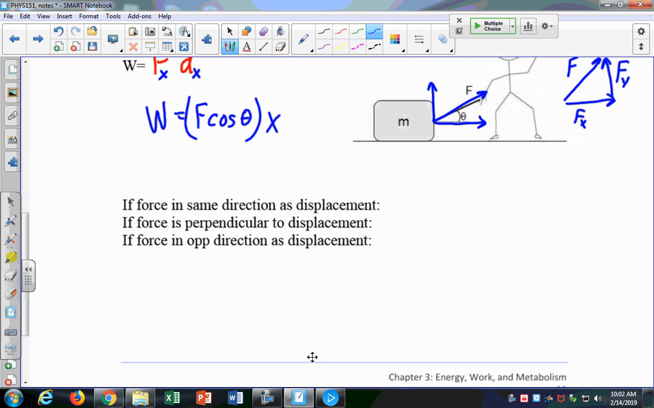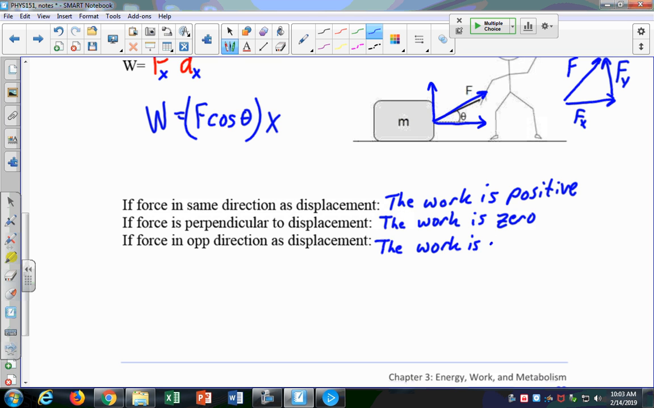So if the force is in the same direction as the displacement, the work is positive. Let me just write this down, and then I'll explain what this means. If the force is perpendicular to the displacement, well, what is the work being done? It's nothing, right? The work is 0. If the displacement is in this direction but the force is in this direction, there's no work being done at all. And if the force is in the opposite direction as the displacement, then the work is negative. Work is a scalar quantity.